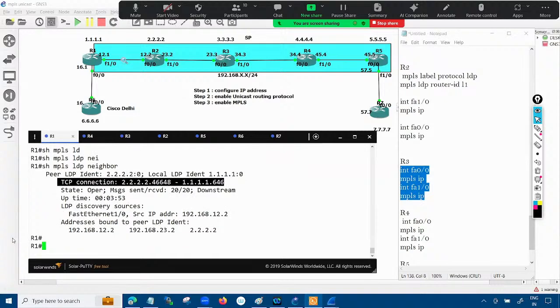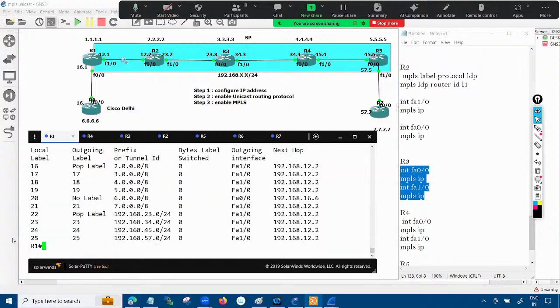And if you check the LFIB table, the MPLS forwarding table, that's called the LFIB table. For each route, you can see the labels: local label and outgoing label. The local label is assigned by router 1 itself, its own label. The outgoing label is what router 2 has shared with router 1. So router 1 has assigned 2.0 as 16, 3.0 as 17, 4.0 as 18, 5.0 as 19, 6.0 as 20, and 7.0 as 21. The labels 17, 18, 19 for these routes, I have received from router 2.